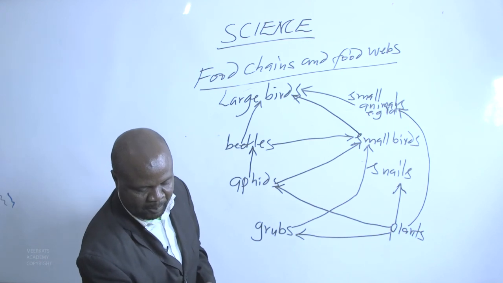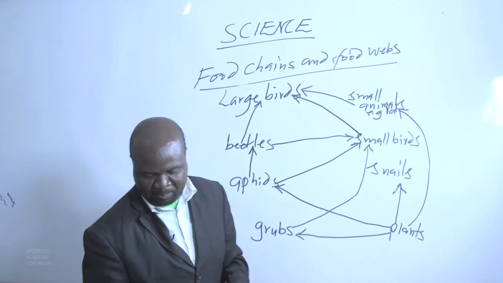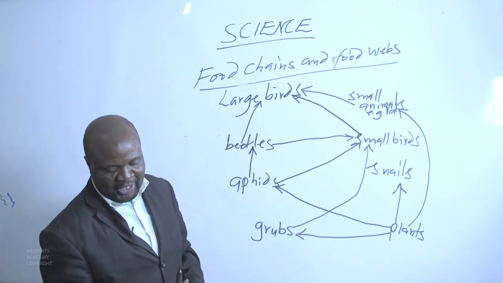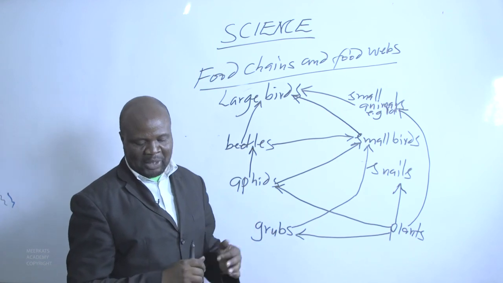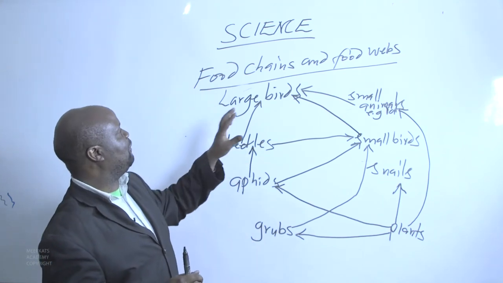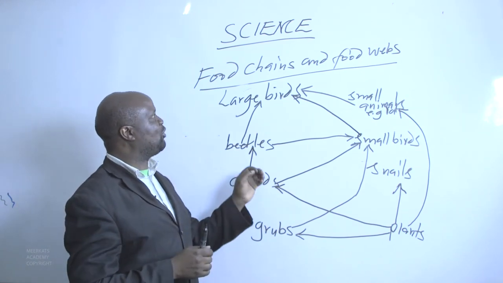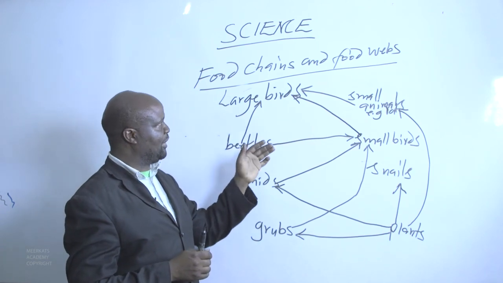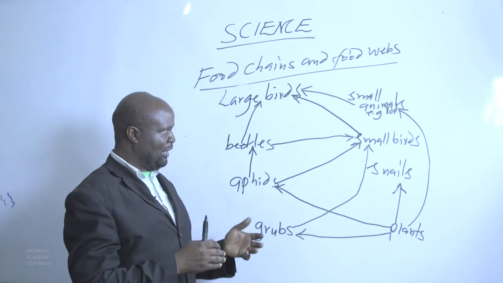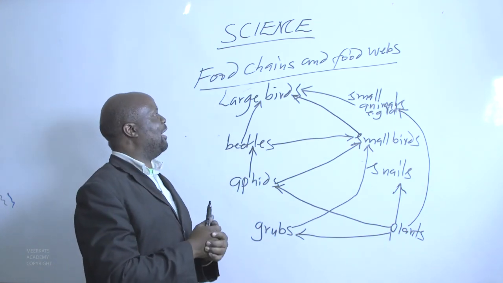What is very important in this relationship, we are saying plants and animals, when they die, if they are not eaten, for instance, if these larger birds are not eaten and they die, then the bacteria are there to ensure that the body of a dead bird decomposes. But if the plants and bigger trees also die, then fungi are there to ensure that these plants decompose.